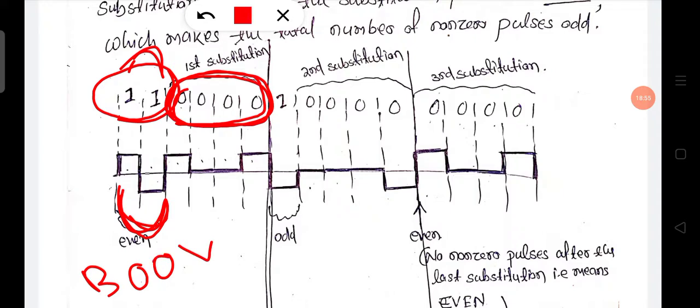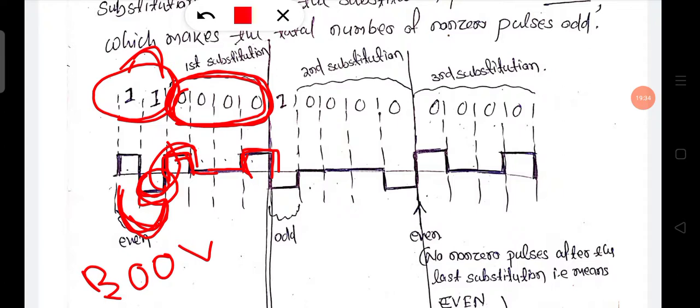B00V. B means the opposite polarity of the previous non-zero. So this is B, which is the opposite polarity of the previous non-zero state. It was negative before, so B is positive, then 0 0, and V means the same polarity as the previous non-zero level, that is positive, so this one is also positive.